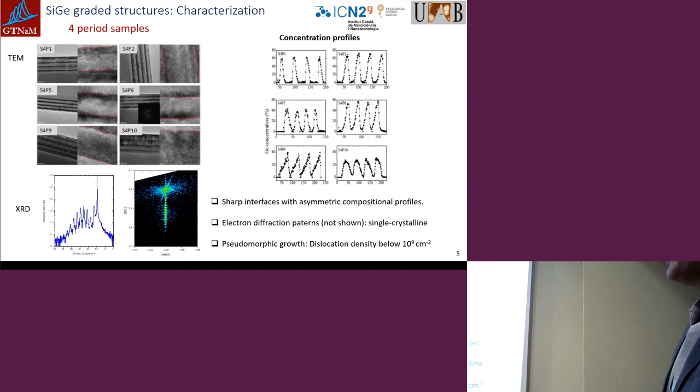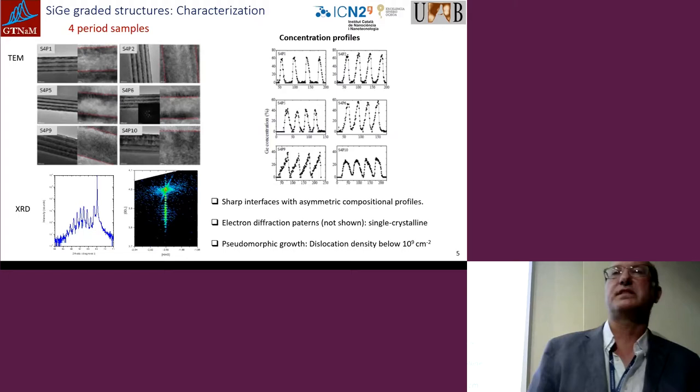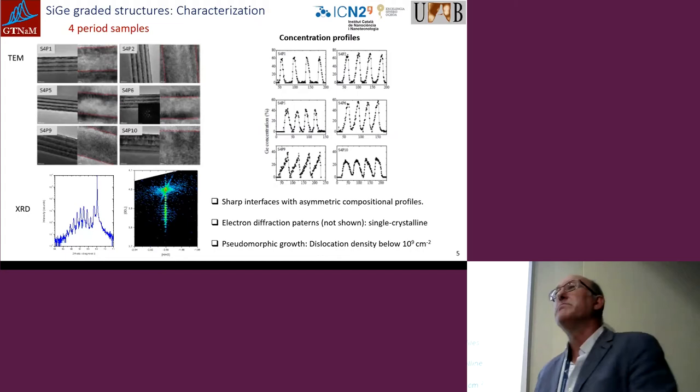that the electron diffraction patterns, which are not shown, show that all these materials are single crystalline, and they have a pseudomorphic growth. And importantly, that basically means that the dislocation density in those systems is well below 10 to the 9 per square centimeter. That basically means that any misfit dislocation that we may have in those systems is not enough to impact the thermal conductivity of those materials.